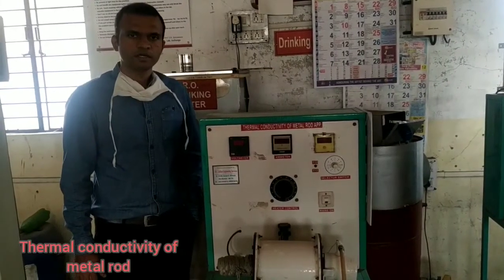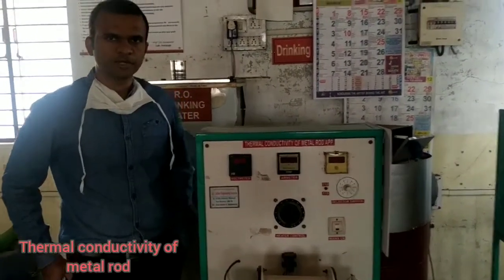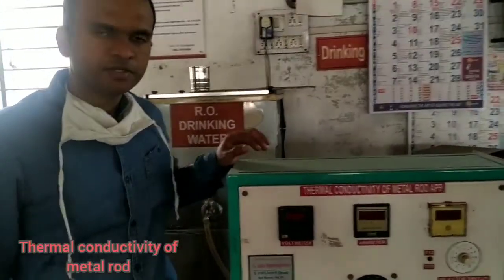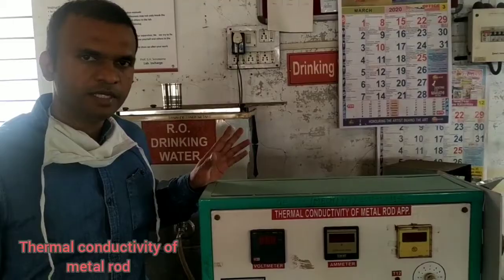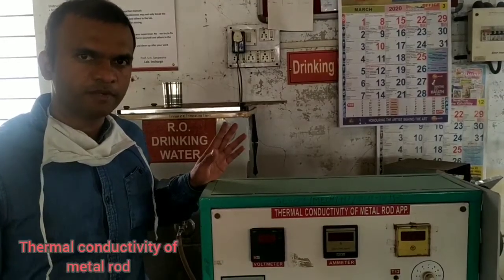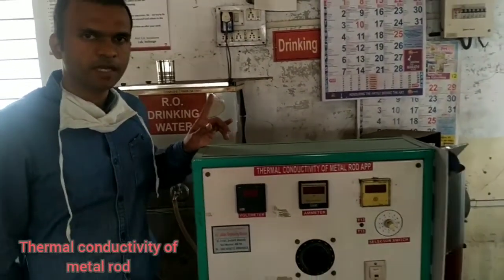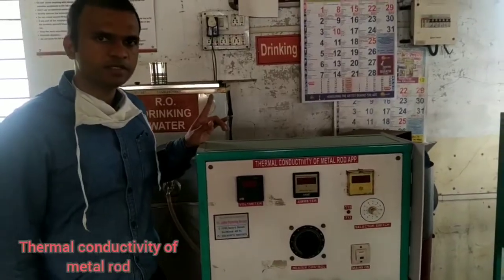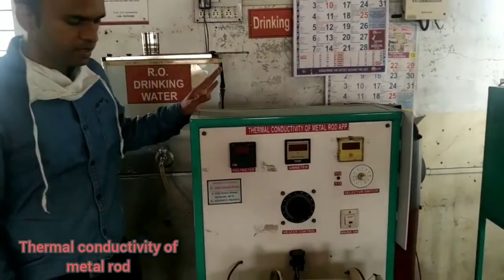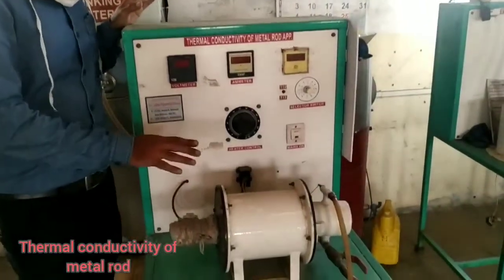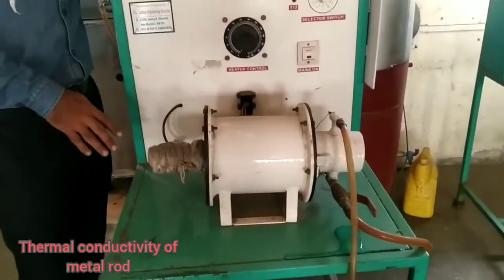Hello student, today we are going to conduct experiment number 3. The aim of experiment number 3 is determination of thermal conductivity of a metal rod. Previously, in the last two experiments, we determined the thermal conductivity of insulating powder as well as the thermal conductivity of a composite wall. Now here we have a metal rod. Let us see the experimental setup.